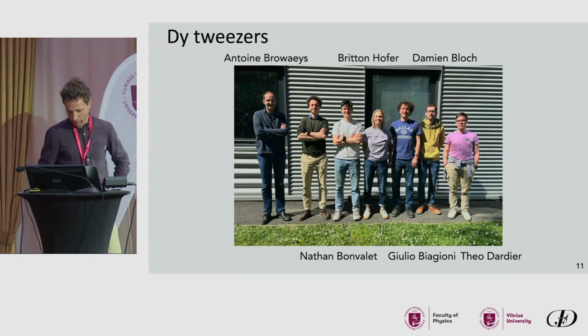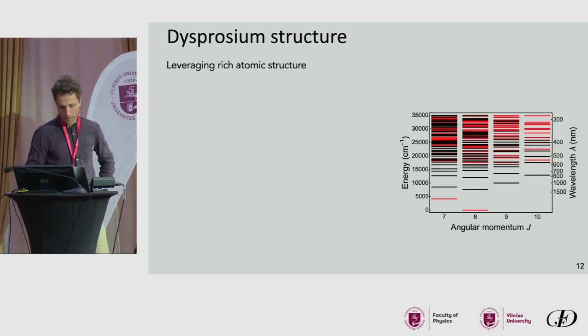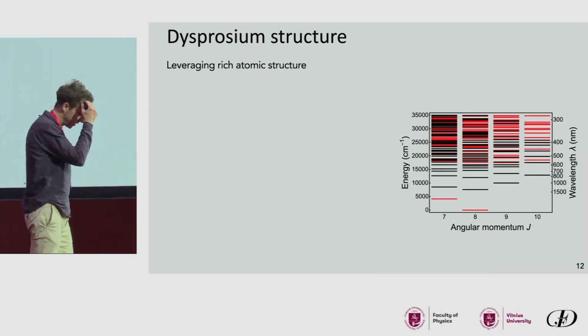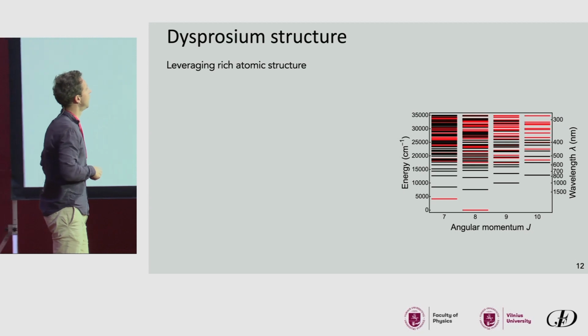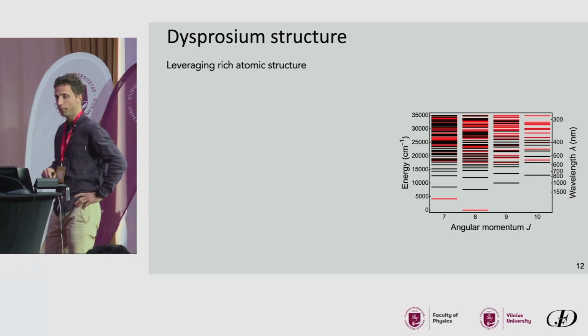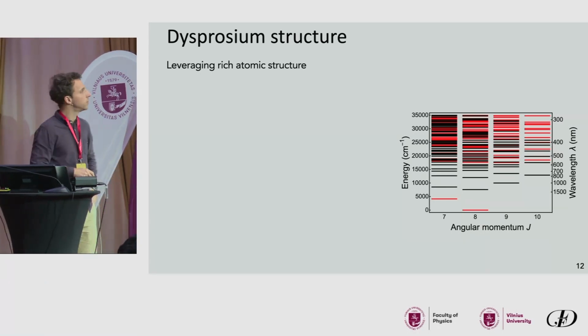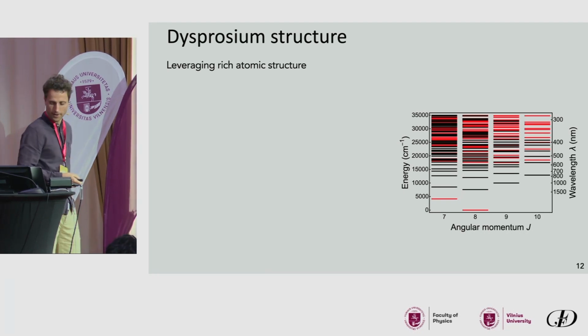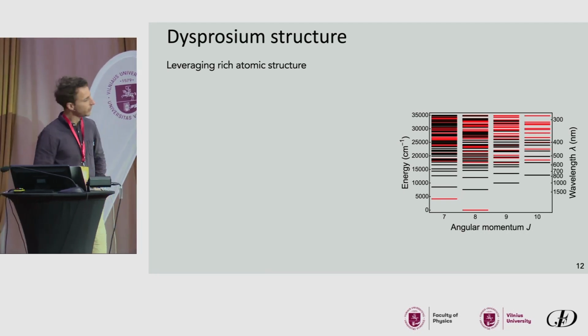So we have built a cold atom experiment, a single atom tweezer experiment based on dysprosium. We have heard actually one talk about dysprosium in this conference. You've seen that it's a relatively complex atom. So here is the atomic structure, some of the states. It's not an alkali.